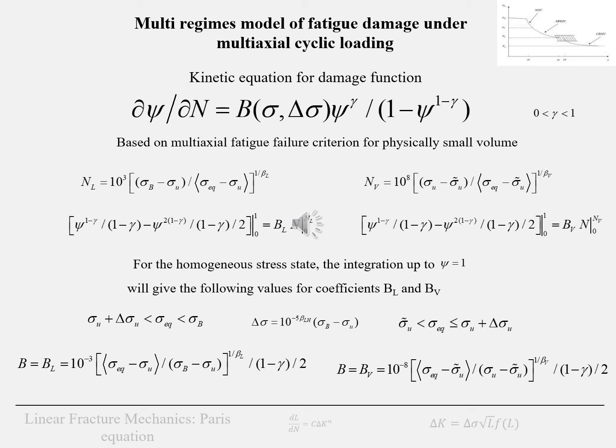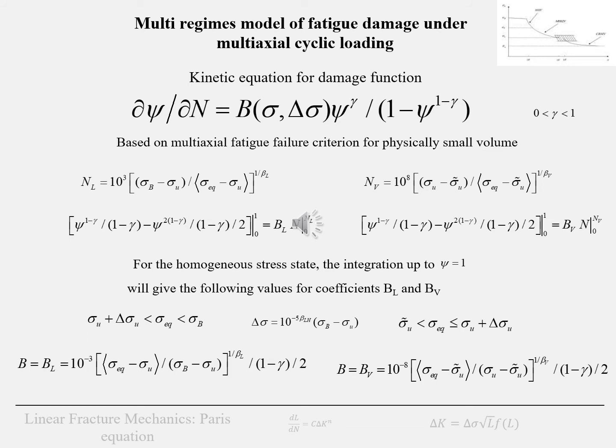We have a structure with a damage function and some coefficient that depends on the stress state. In order to determine the parameters of this equation, we can assume that crack initiation will start at a given number of cycles N_L for the left branch and at the number of cycles N_V for the very high cycle fatigue range. According to the multi-axial criteria, we can easily find the description for this value, given here.